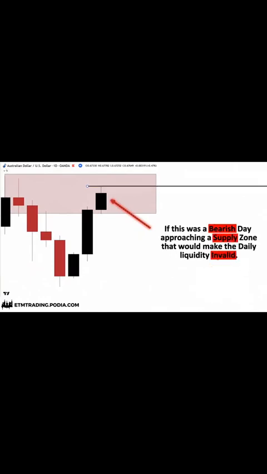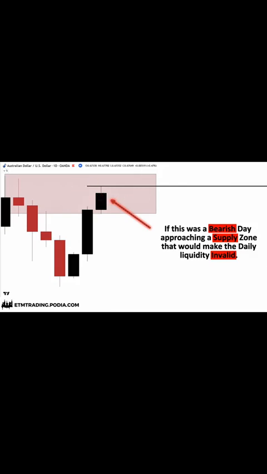So here's your catalyst. And let's mark our daily liquidity. So we have our bullish candle. Again, if this was a bearish candle, this would nullify the trade. This would no longer be an active trade. This has to be a bullish day.